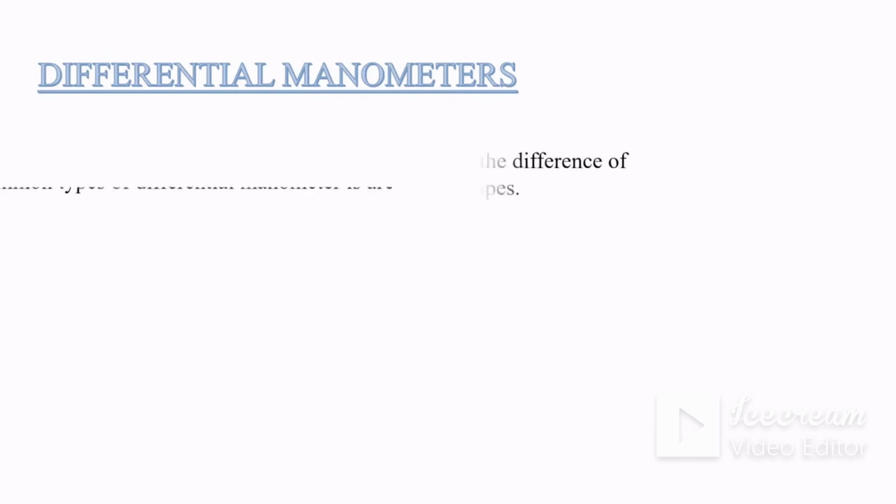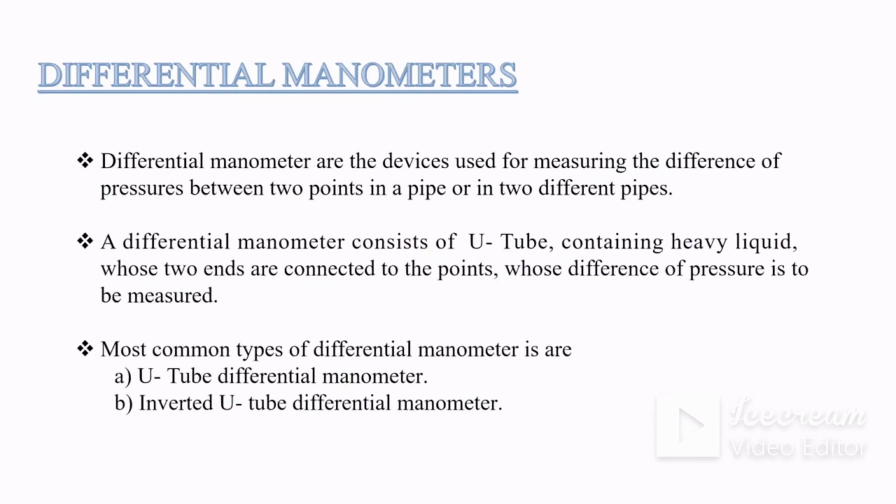The differential manometers are the devices used for measuring the difference of pressures between 2 points in a pipe or in two different pipes.